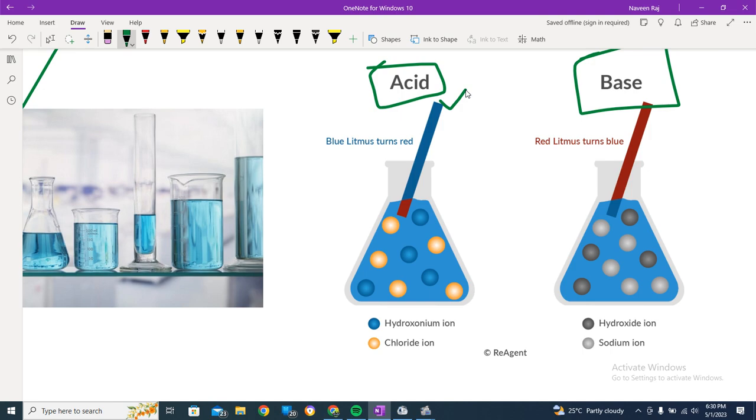Okay. So acids are the substances which turn blue litmus red. You have blue litmus and it converts into red. So whatever the solution is, if you dip the litmus paper and the paper gets converted from blue to red, this means the substance in it is called an acid. While if you have a red litmus paper, the red litmus paper will get converted into blue, and this is a sign that the substance present in the flask is a base, right?